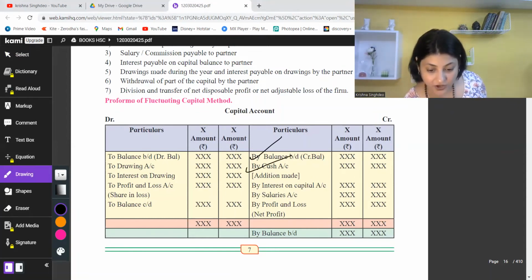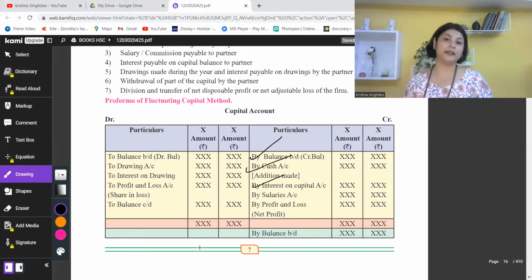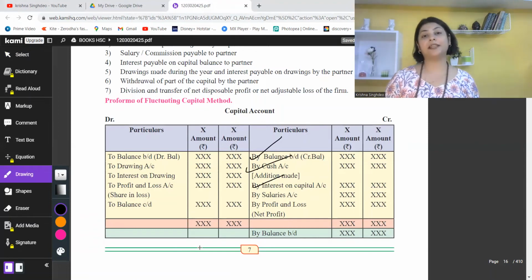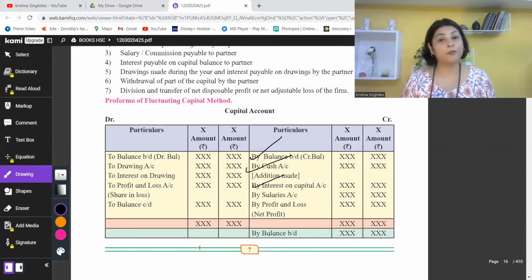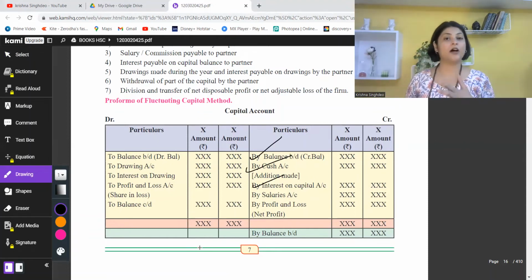This is interest on capital. What is interest on capital? Interest on capital is provided to the partners if it is agreed in the deed that the partners are going to get interest on capital. So whatever is the opening capital, on that interest on capital will be calculated and it will be written on the credit side. And later on, this will be taken to profit and loss account. When we pass the journal entries, we will discuss about this.